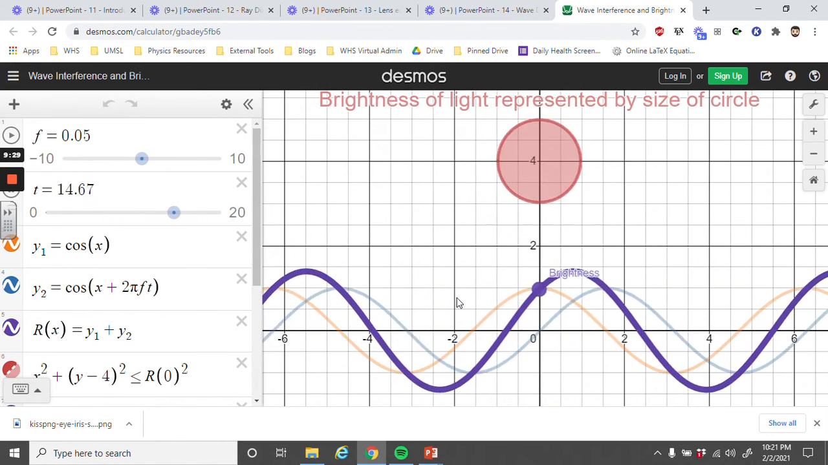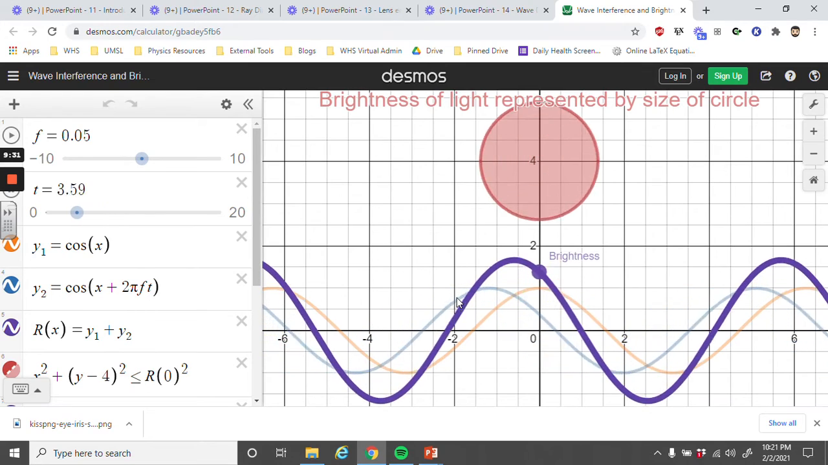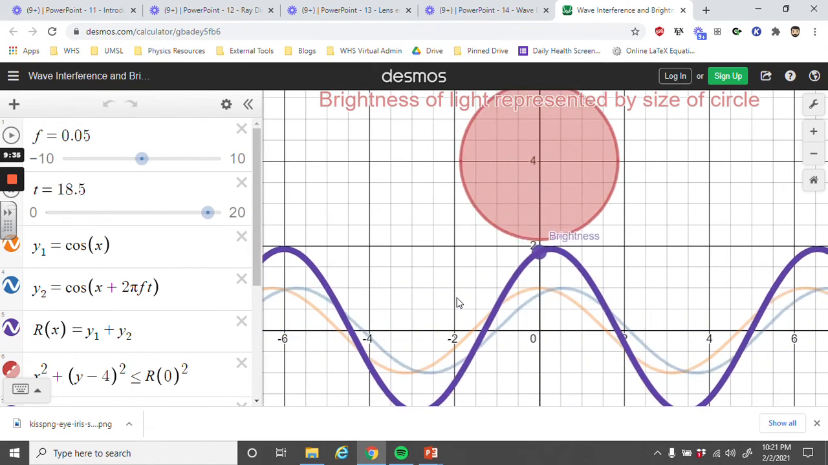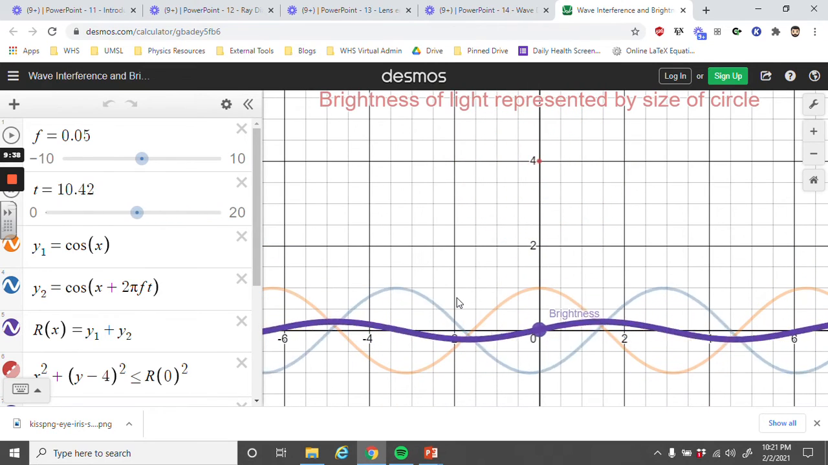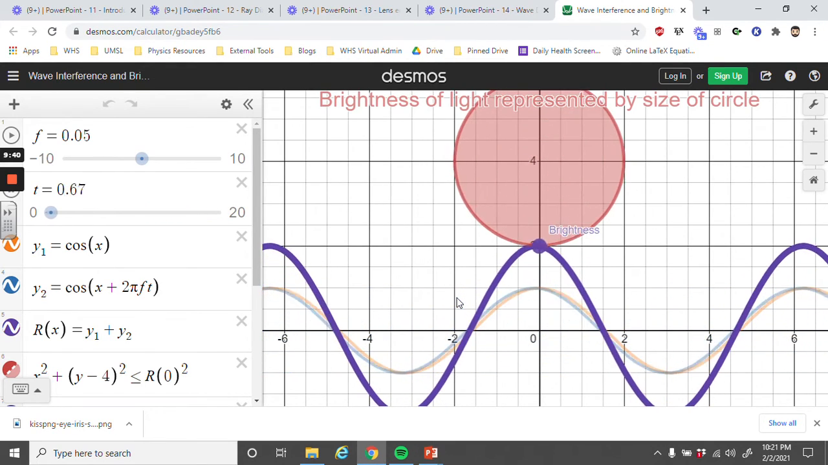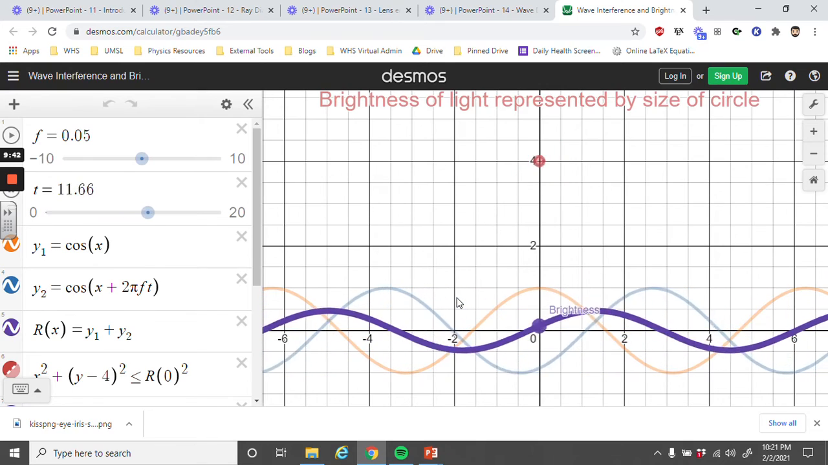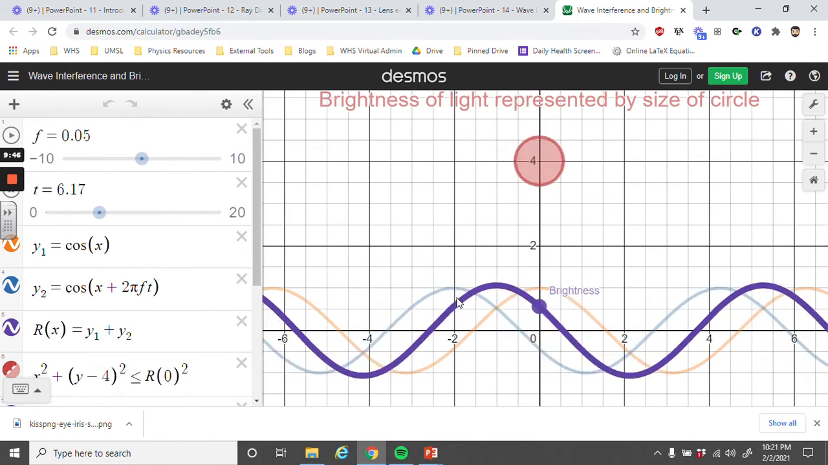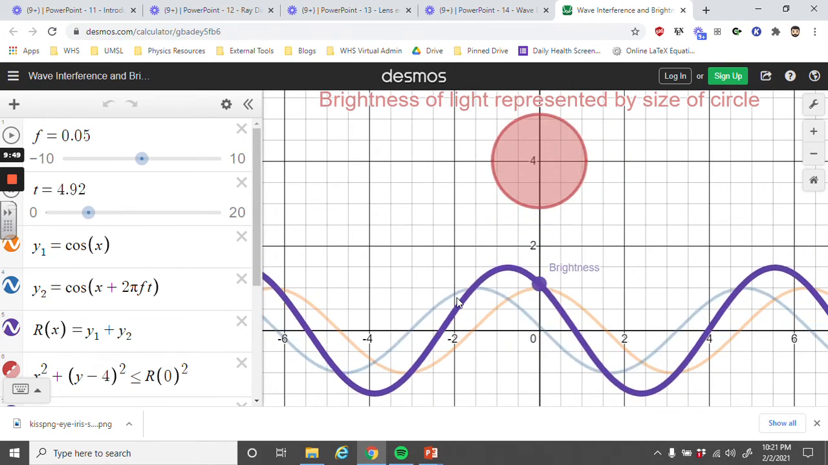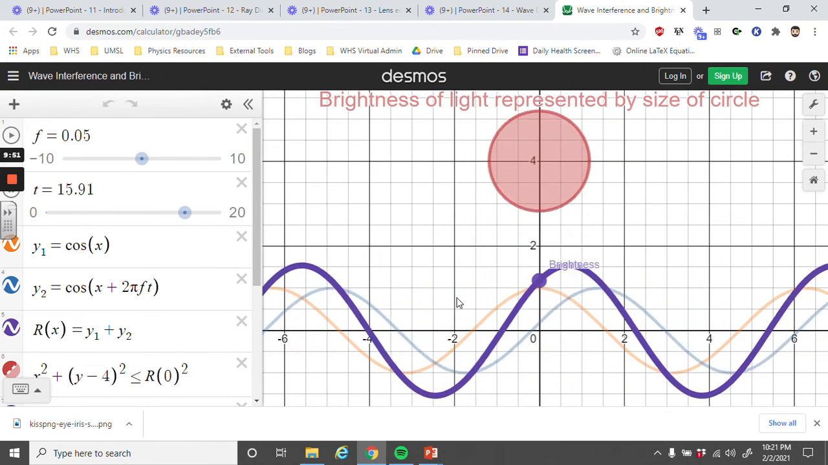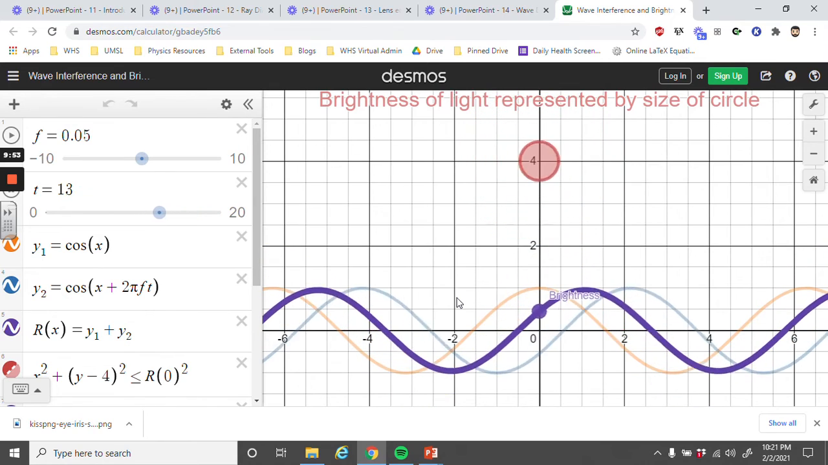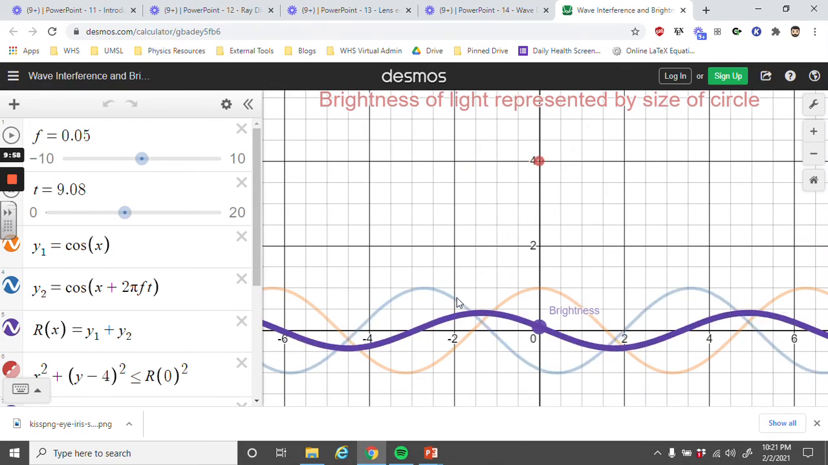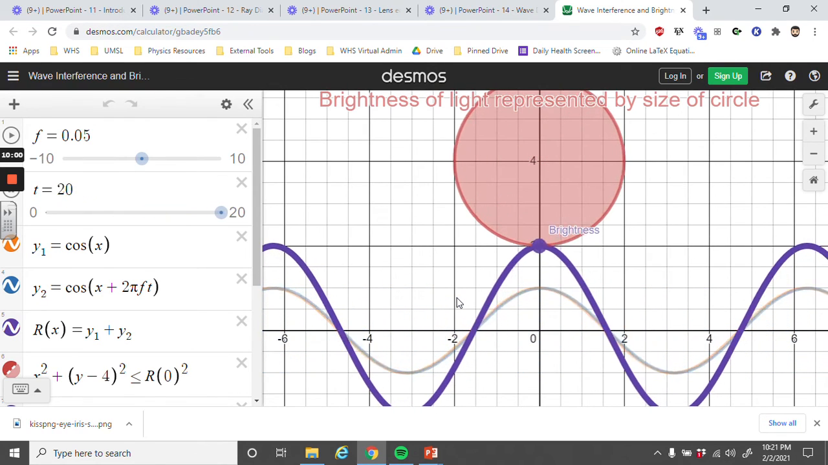And then we are looking at how bright the light would be at the origin. And so we can see that brightness is varying between 0 and 2. We're going between 0 intensity and twice the intensity of either of the individual waves in that background. And then how bright the light you see is represented by the size of that red circle. So we wouldn't actually see a growth in the size of the light, but we would see it getting brighter and then dimmer, and then brighter and then dimmer.